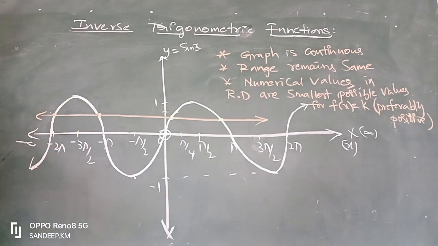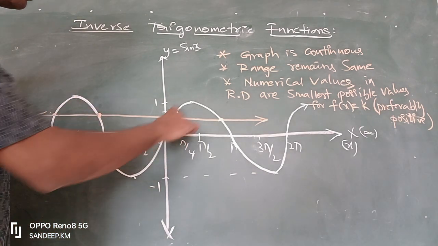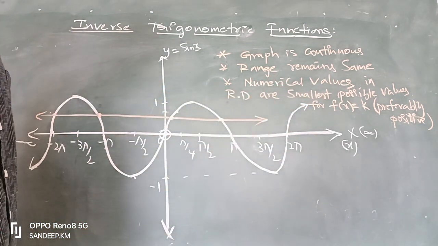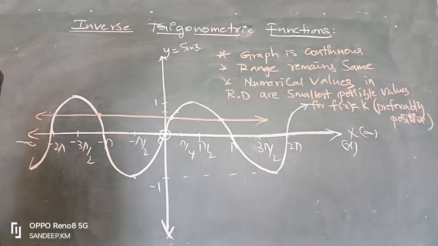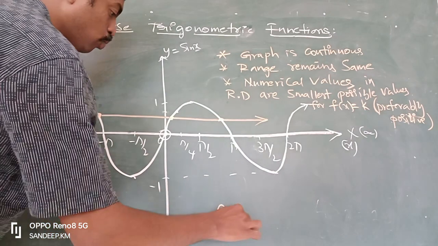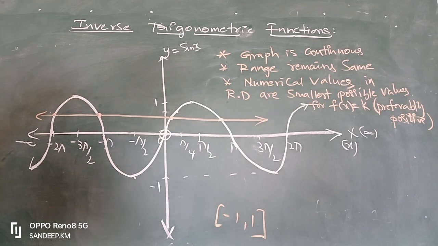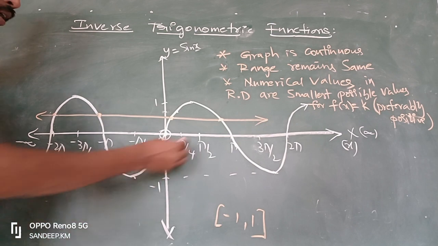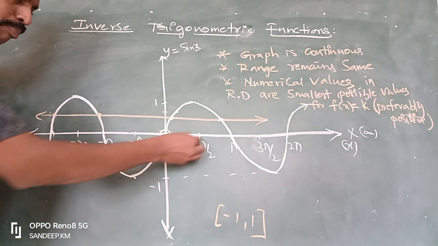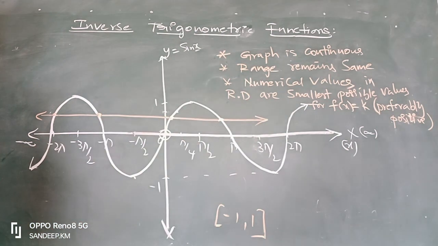Please observe this. Of course, the graph of sin x is continuous everywhere. Okay, fine. Next, the range remains same means the range of sin x in its natural domain is minus 1 to plus 1. So, in the restricted domain also, the range must be minus 1 to plus 1. So, look at this carefully. I can choose the inputs between minus pi by 2 and pi by 2.